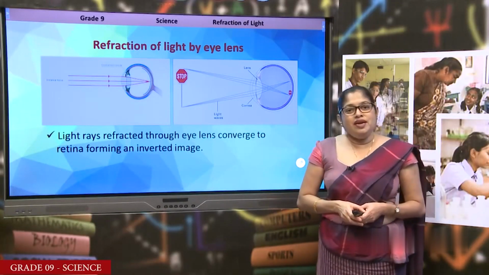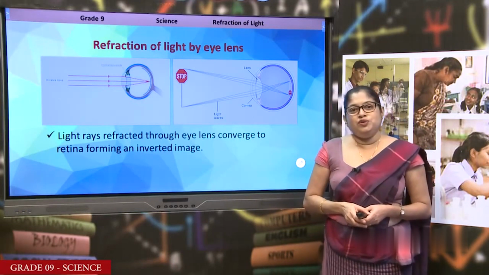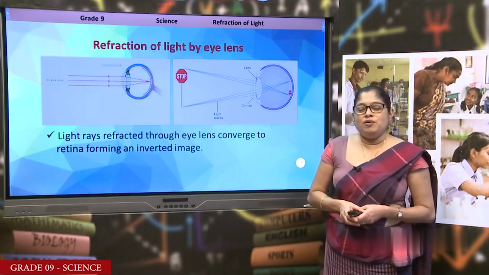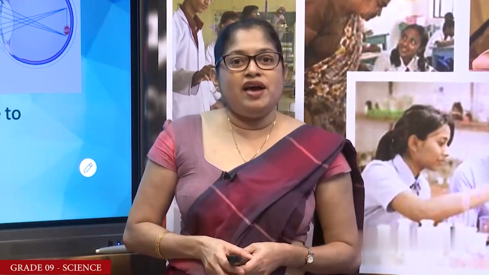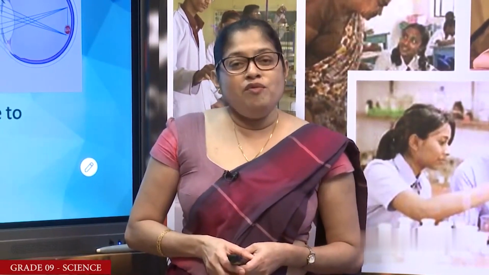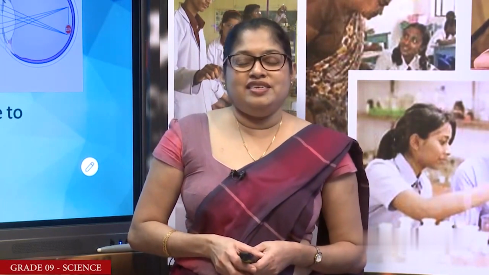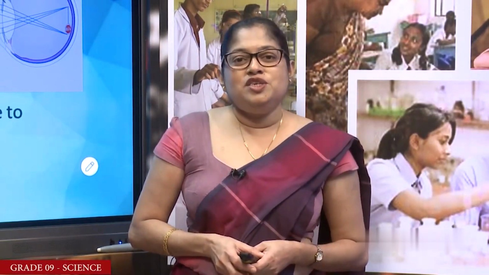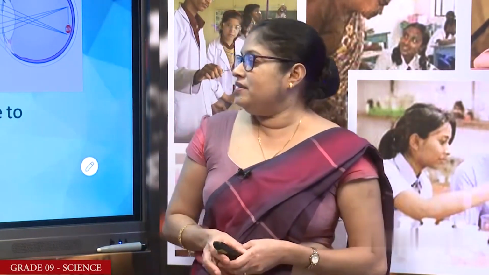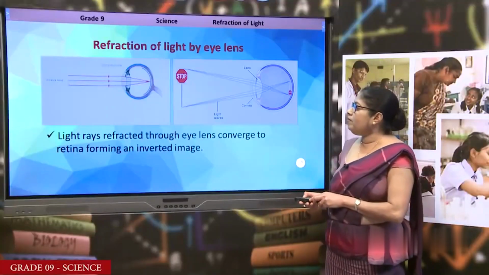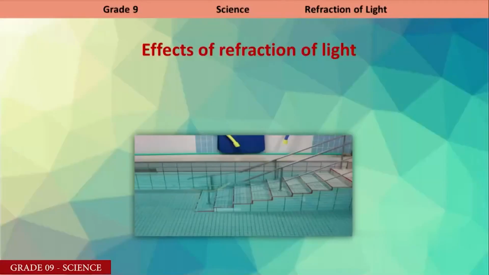Remember, in my previous lesson I taught you that to see the things around us, reflection of light is important. Now you know not only reflection, refraction of light is also important to see the things around us. Next we will look at some day-to-day instances where the refraction of light is used.